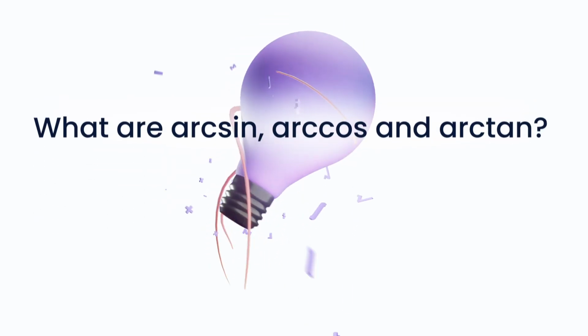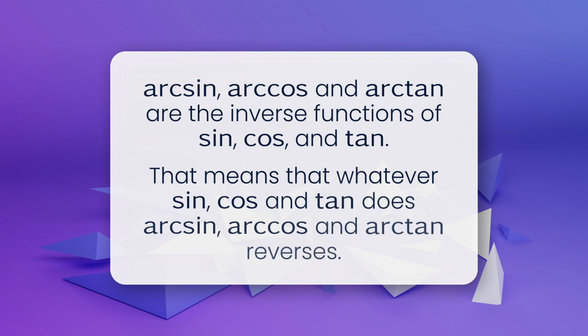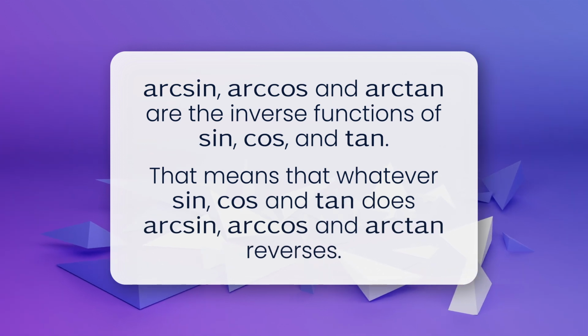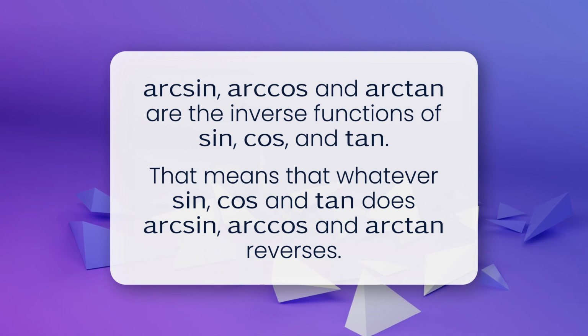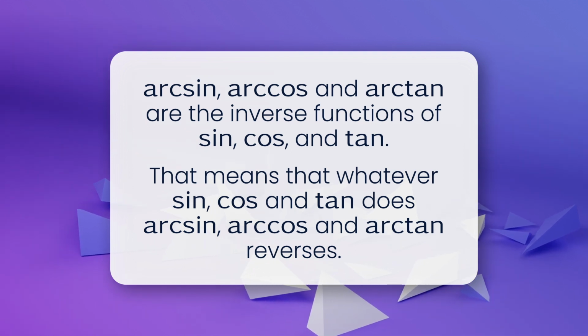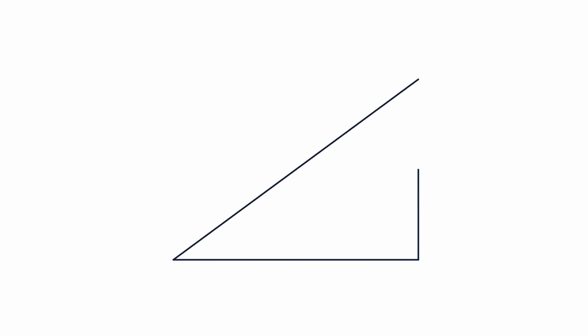What are arcsine, arccosine, and arctangent? Arcsine, arccosine, and arctangent are the inverse functions of sine, cosine, and tangent. That means that whatever sine, cosine, and tangent does, arcsine, arccosine, and arctangent reverses. They are used to find the angles based on the ratios of the sides in right triangles.